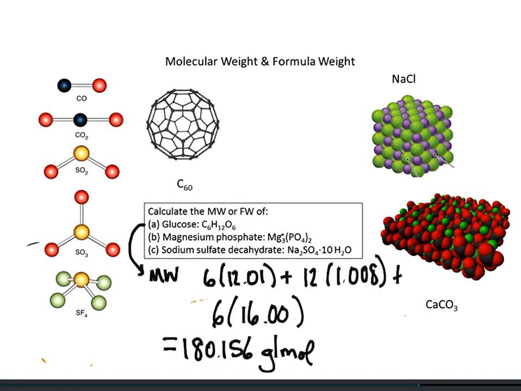Anyway, so glucose is a molecular weight because it's a molecule. So we're going to do 6 times carbon, which is 12.01, 12 times hydrogen, which is 1.008, and 6 times 16, which is oxygen's atomic mass, and that gives me 180.156.